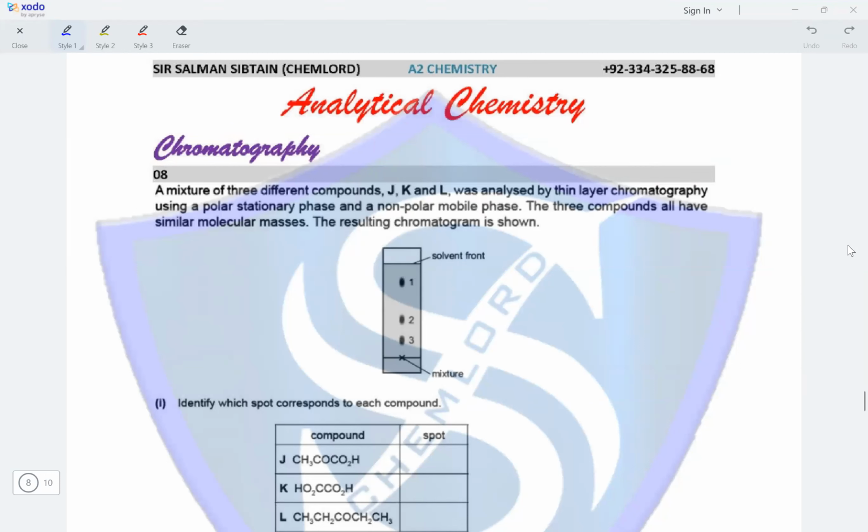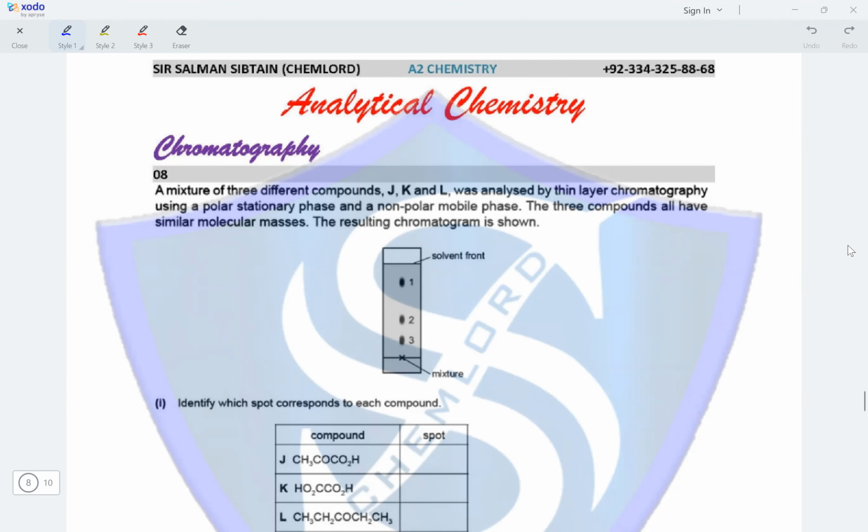Question 8. A mixture of three different compounds, J, K, and L, was analyzed by thin layer chromatography using a polar stationary phase and a non-polar mobile phase. The three compounds all have similar molecular masses. The resulting chromatogram is shown. So spot 1 traveled the furthest distance in a non-polar mobile phase, so it has to be the most non-polar, and 3 traveled the least distance, so it has to be a polar component. And the question asks, identify which spot corresponds to each compound.